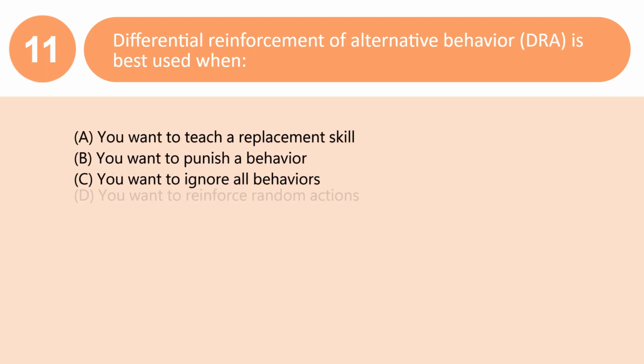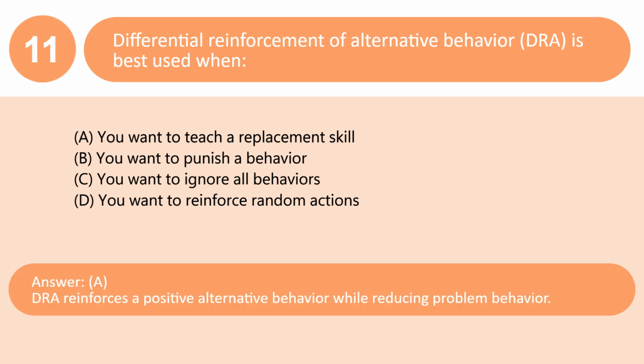Differential reinforcement of alternative behavior, DRA, is best used when A. You want to teach a replacement skill. B. You want to punish a behavior. C. You want to ignore all behaviors. D. You want to reinforce random actions. Answer A. DRA reinforces a positive alternative behavior while reducing problem behavior.